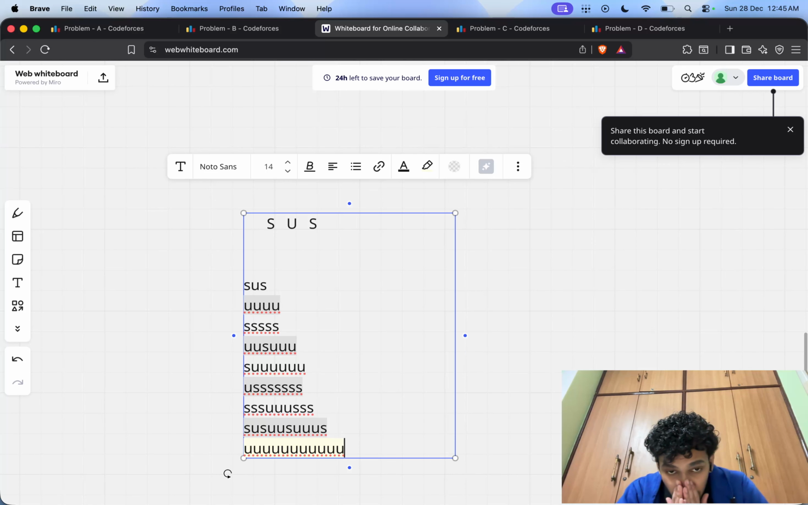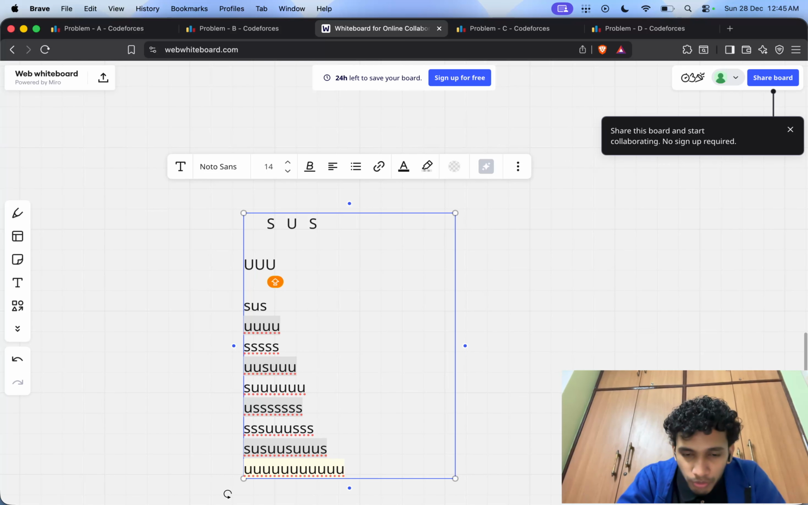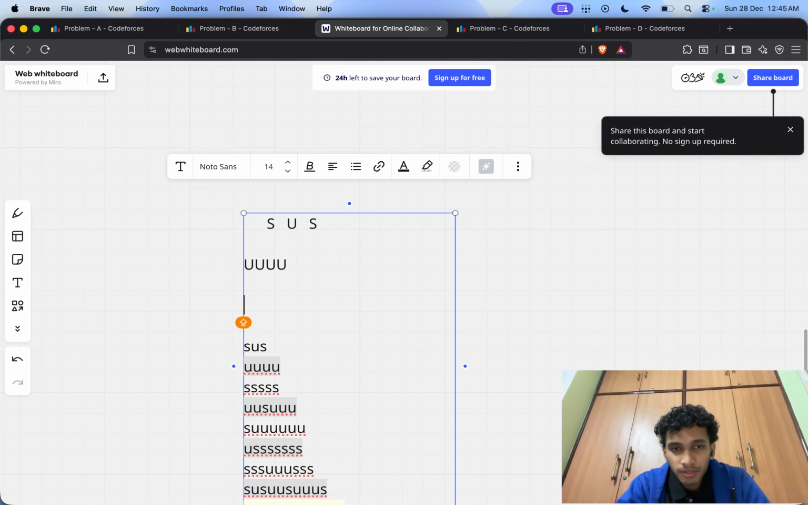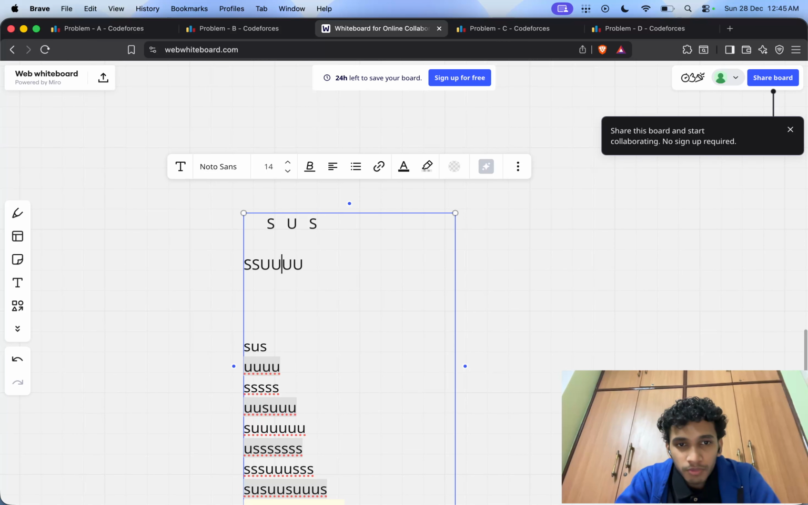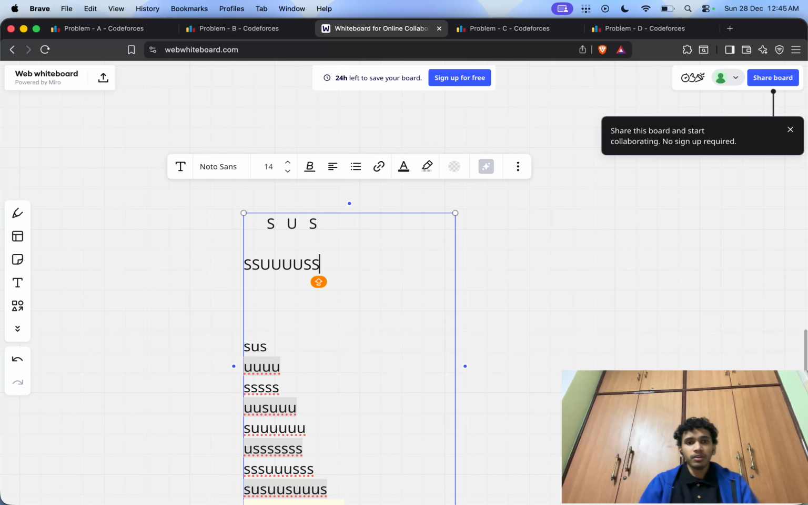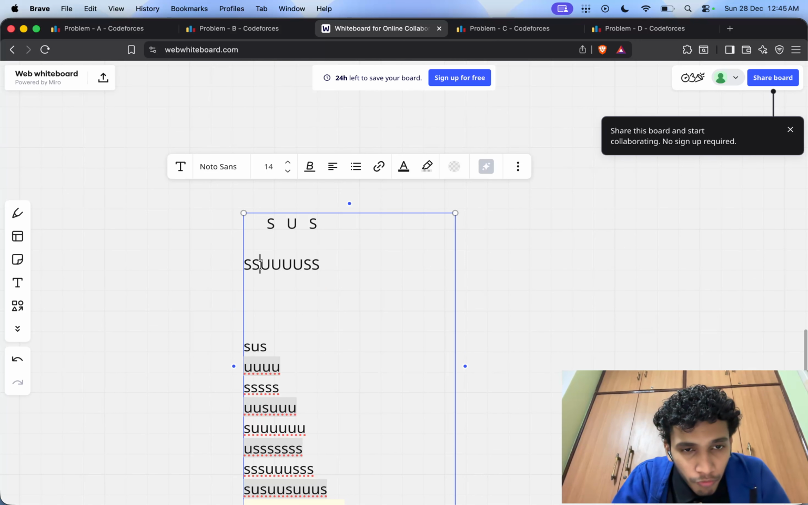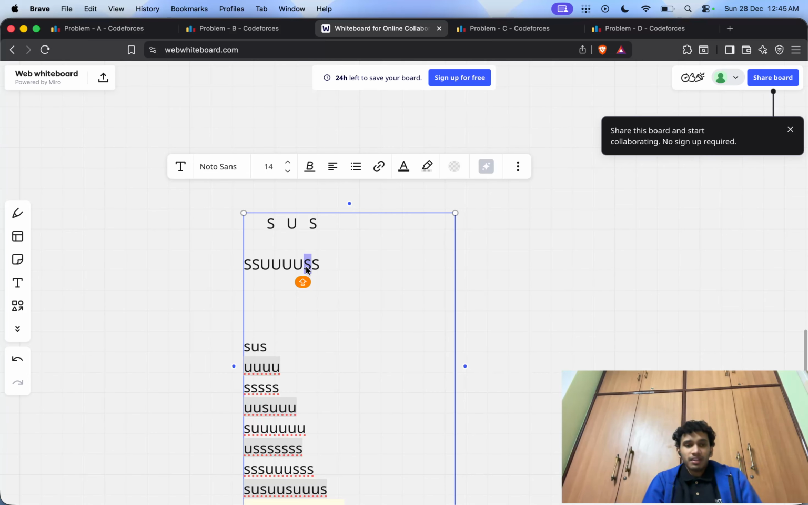So let's analyze some test cases. For the very first case, can multiple U's appear consecutively? Let's say these are some U's sandwiched between some S's. Now for this U, the nearest S is this one to the left side, and to the right side that S is this one. So the distance is not the same now. So if there is an S to the left of it that is nearest to it, there should be an S to the right of it.